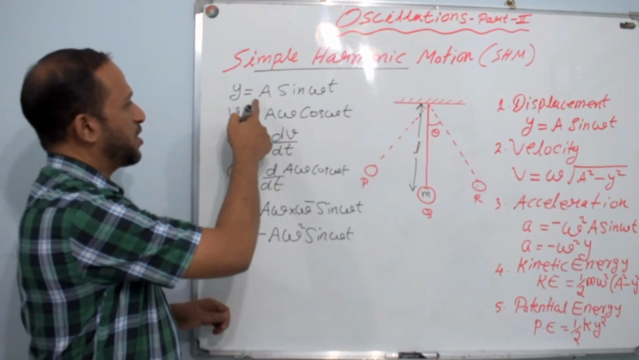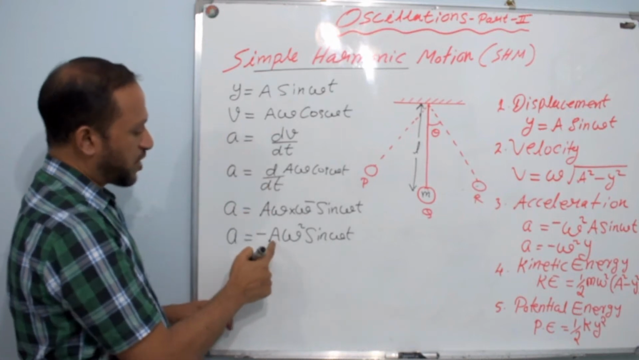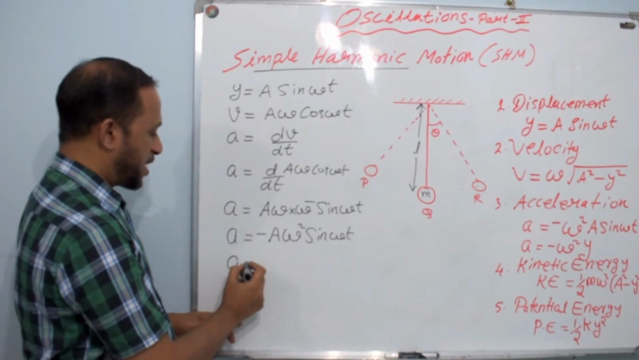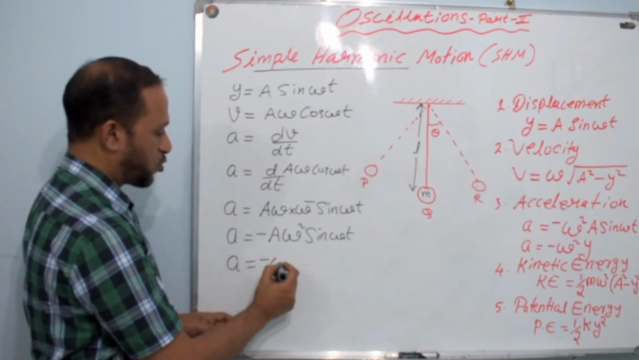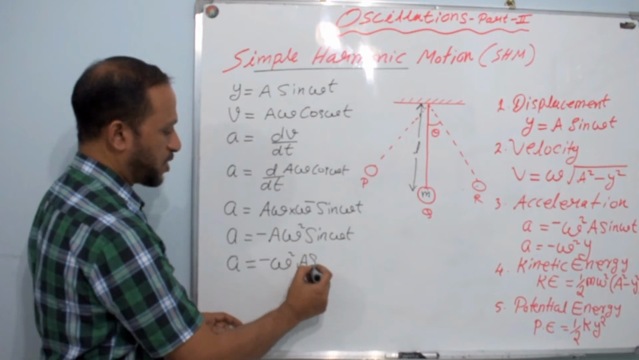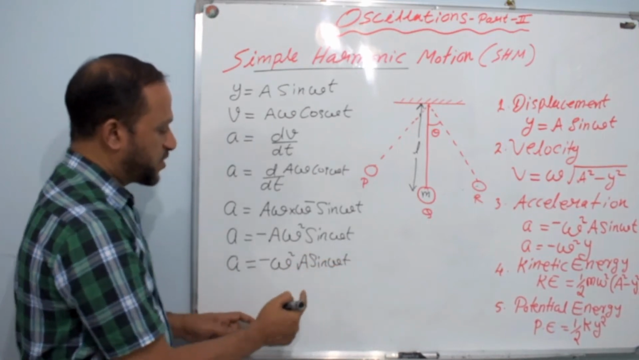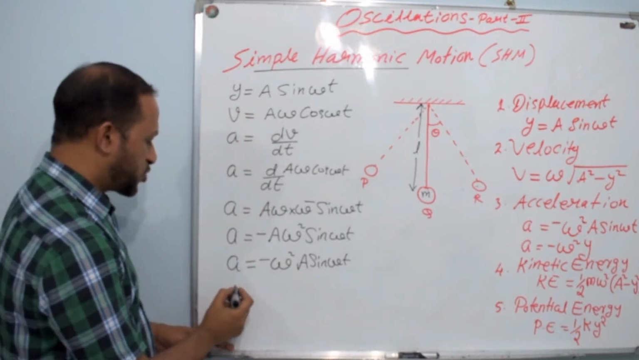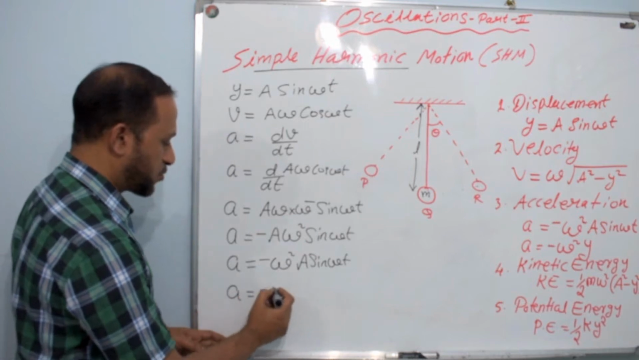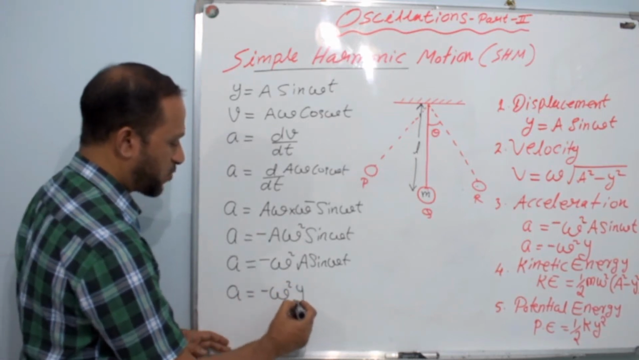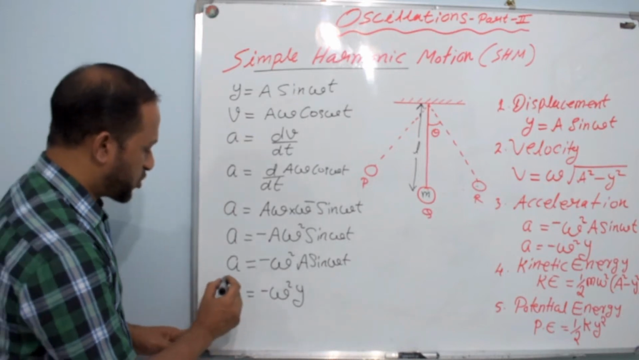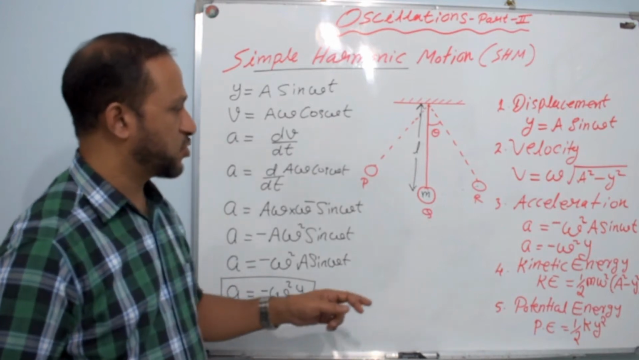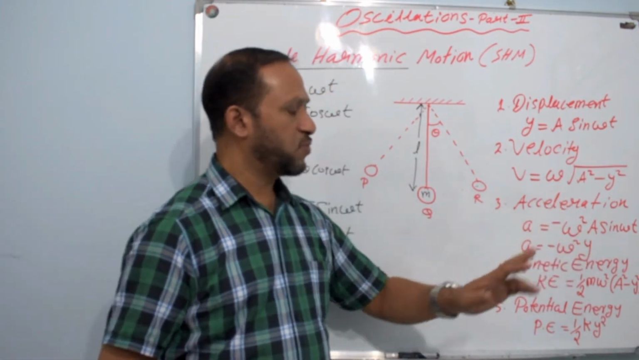But we can see here a sine omega t is y. Here also we have a sine omega t. So this equation can be written as acceleration is equal to minus omega square into a sine omega t. This a sine omega t is nothing but the displacement of the oscillator. So the final equation of acceleration can be written as a is equal to minus omega square into y. This is the equation of acceleration of a simple harmonic oscillator, that is a is equal to minus omega square into y.